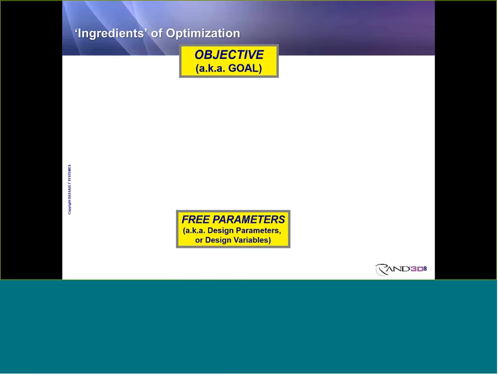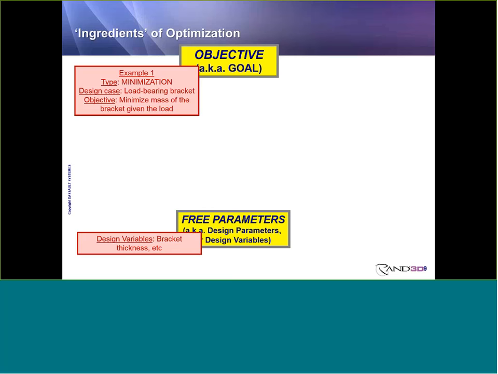Now, the second ingredient of optimization is free parameters. They're also known sometimes as design parameters, design variables, et cetera. Essentially, we want to achieve our goal or objective by picking the best combination of those design parameters, so free parameters.